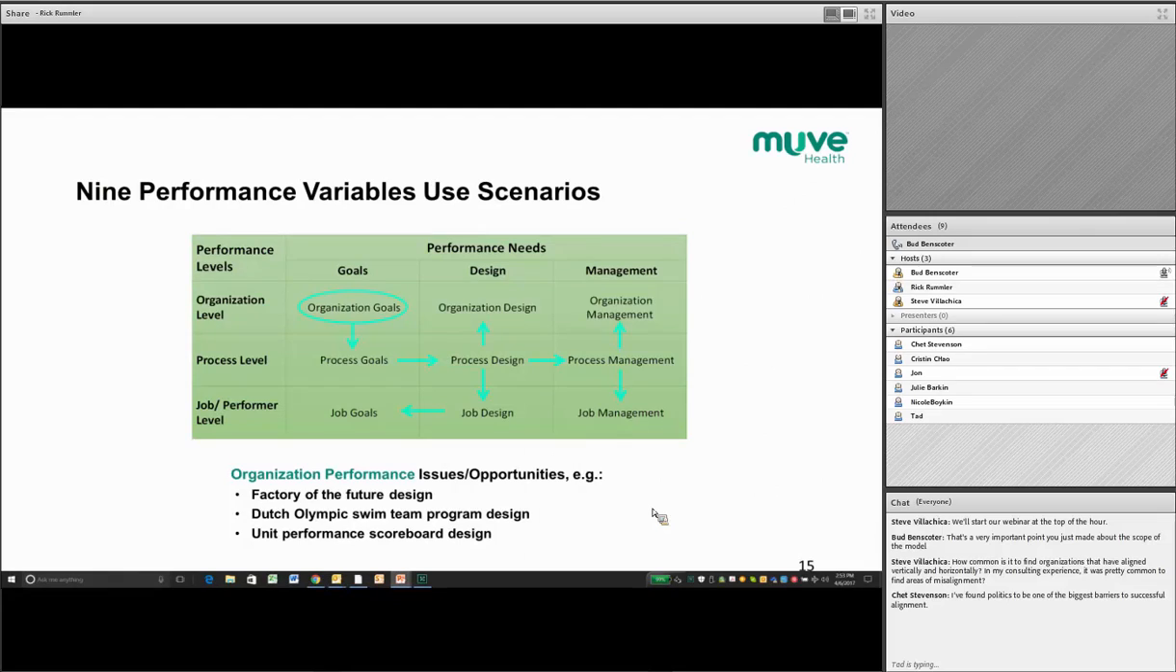In the case of the factory of the future design, would it be fair to say that this 9-cell model was actually used more as a planning tool than a performance assessment tool? In other words, did Motorola use this not so much to assess where it was now, although I suppose it could have been used as an "is and should be" framework too, but just how did they use it? I guess what I'm asking, was it used as kind of a planning framework? Yeah, absolutely. A great question.